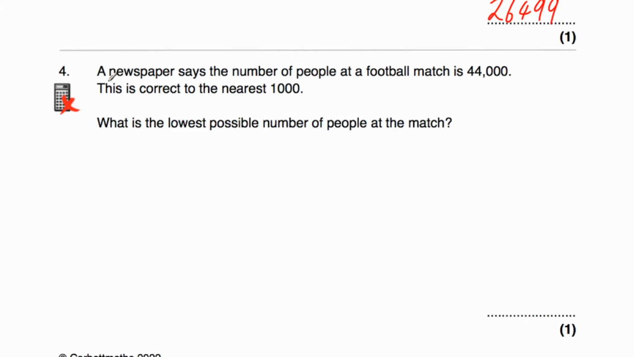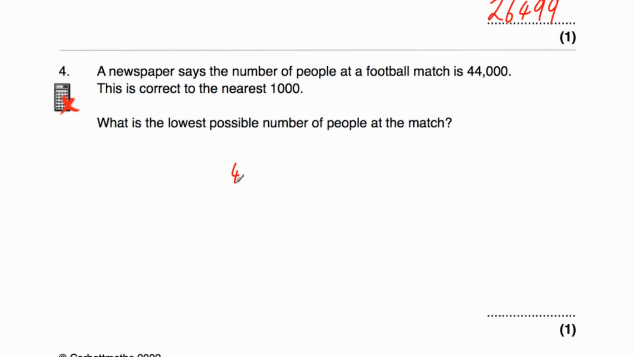Okay, question number 4. Question number 4 says the number of people at a football match is 44,000. This is correct to the nearest thousand. So it could have been 44,000, but it could be a number lower than 44,000 that's been rounded up to 44,000, or it could be a number above 44,000 that's been rounded down to give us 44,000 to the nearest thousand. We've been asked what's the lowest possible number of people at the match.